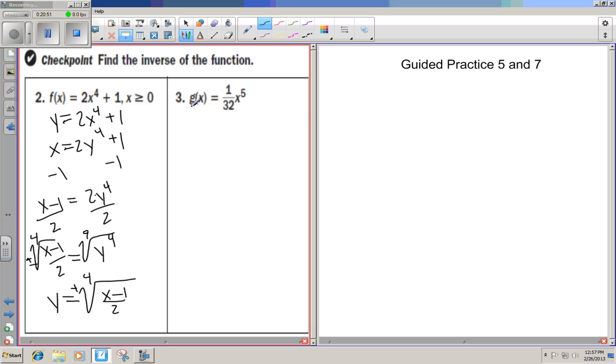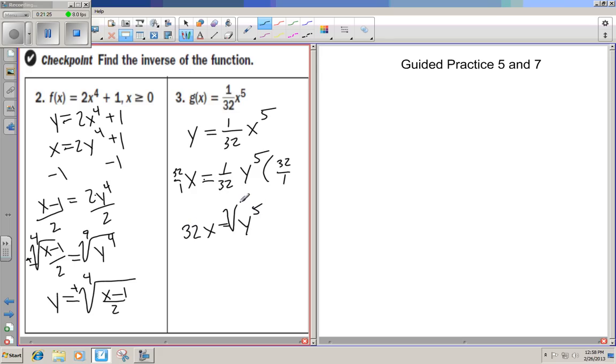All right, here, g of x. Oh, no, it's a g instead of an f. It doesn't matter. You're going to replace the g of x with y. You're going to get rid of this, switch the variables. Now solve for y. Multiply by the reciprocal. So 32x is y to the fifth. Now take the fifth root.